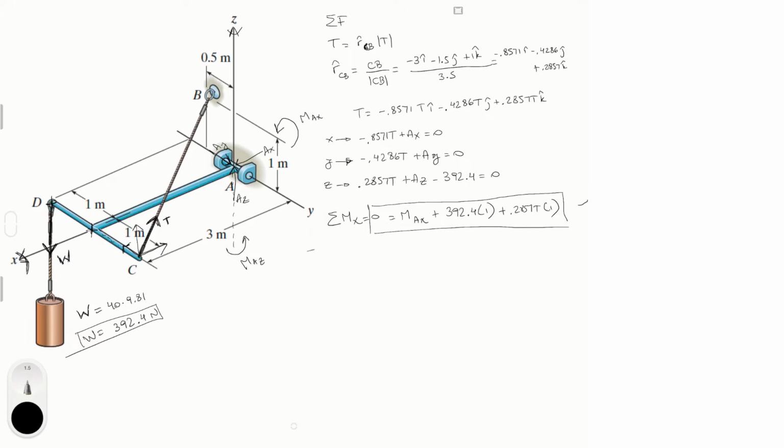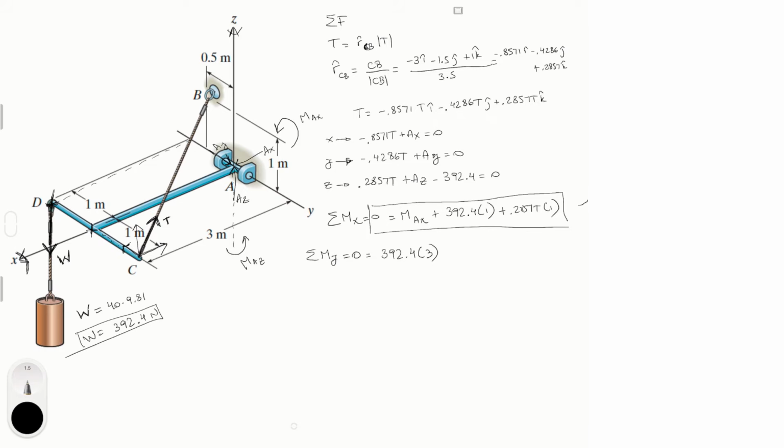So let's do the sum of the moments in y equal to 0, and this is the one that's going to save me, because in y I noticed what's generating a moment. First I got the weight of the system, the weight of the cylinder, which is 392.4 times 3, because that's the distance from point D all the way to the y-axis. And then I have the 0.2857t. Again, this is the z component of t.